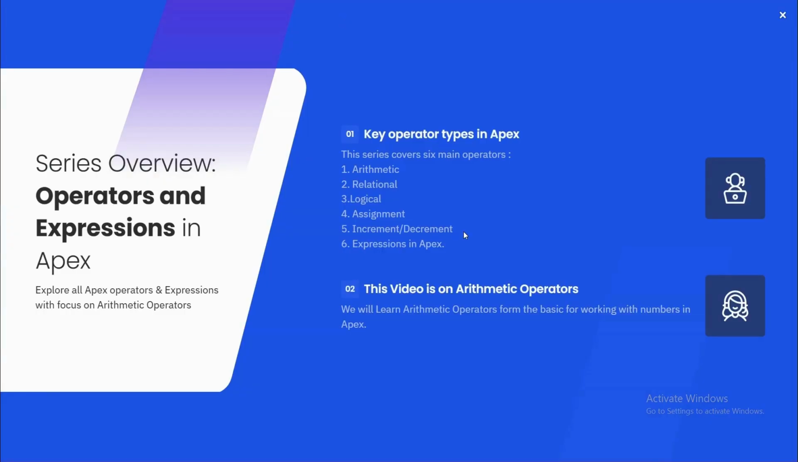I will give you the overview of what we are covering in operators and expressions. We are covering the key operator types in Apex, for example arithmetic operators, relational operators, logical operators, assignment operators, increment and decrement operators, and expressions in Apex. But for this video only, we will focus on arithmetic operators. We will learn arithmetic operators from the basics, and also learn about real-time examples.